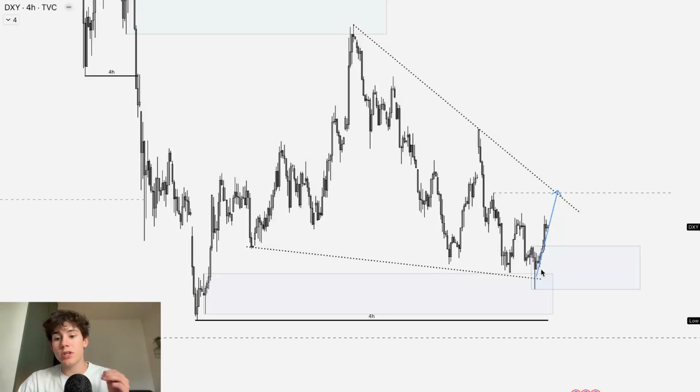And as you can see, we just grabbed liquidity under this low on the DXY, and now we could trade up higher in towards this liquidity.